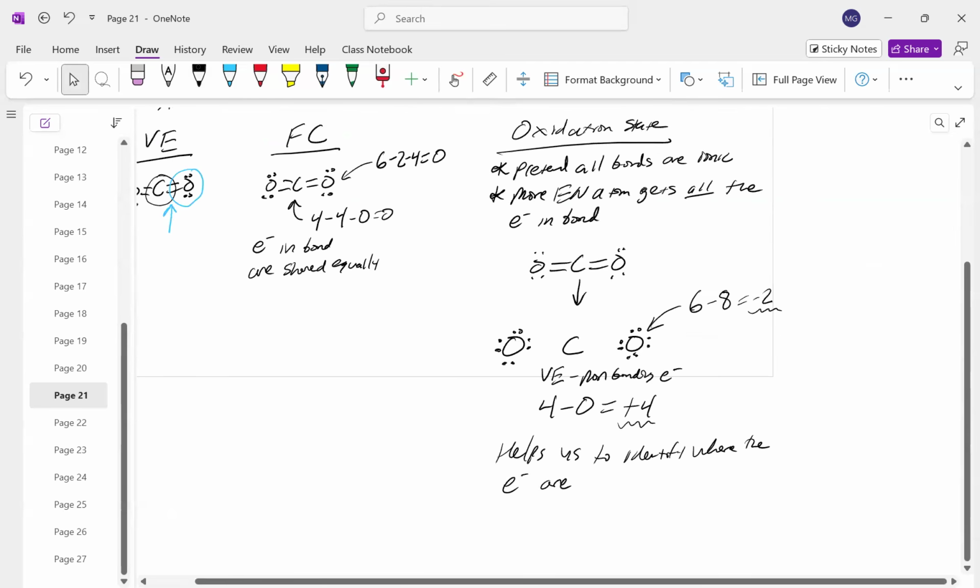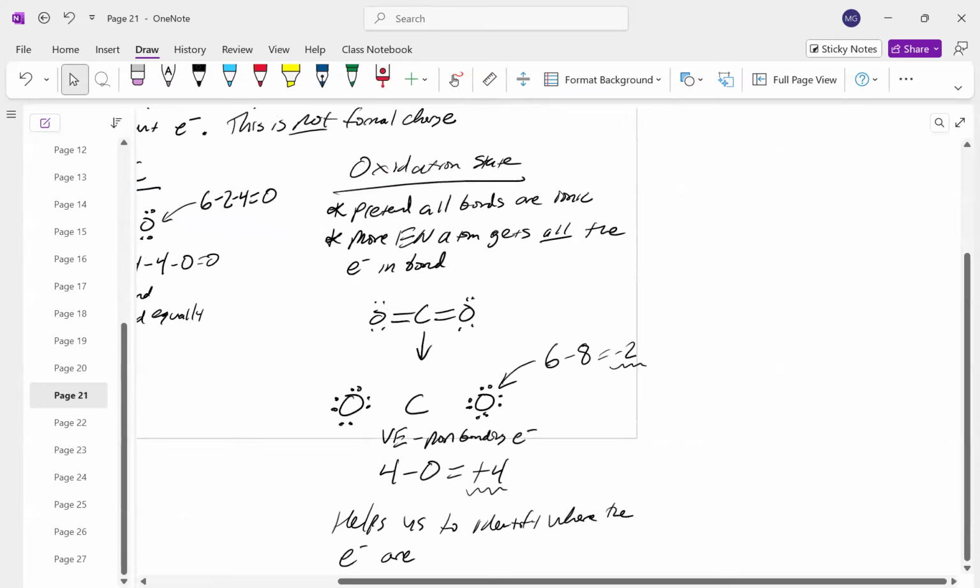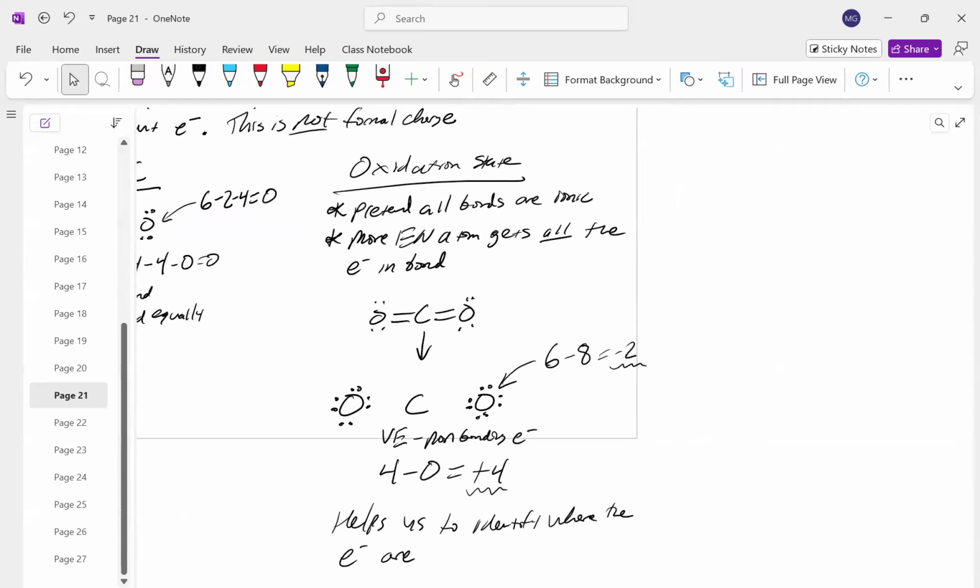And well, I'll just leave you with this thought. Neither formal charge nor oxidation state is 100% correct. It's somewhere in the middle. But we use either one to help us count electrons for different uses. And when it comes to redox reactions, we're going to use oxidation state to really tell us where the electrons are and help us figure out where the transfer of electrons is occurring.